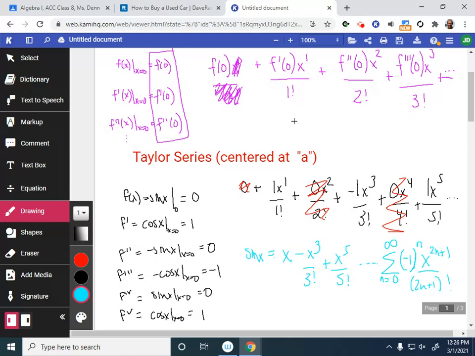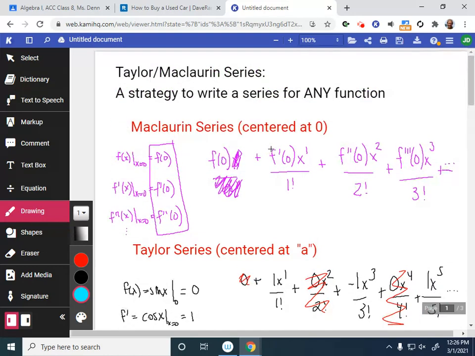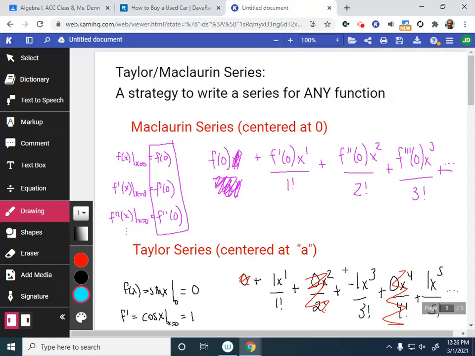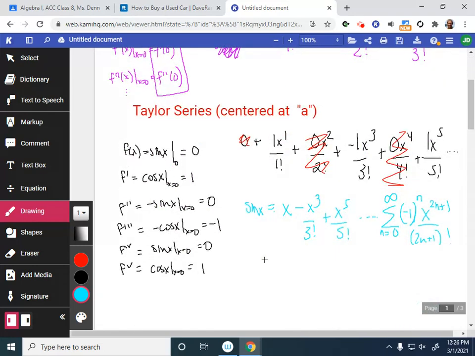So I keep using those words interchangeably. MacLaurin series just means I centered it at 0. A Taylor series can also be centered at some other number, but I could say this is a Taylor series centered at 0, and that's fine. But I could also just say MacLaurin, and then I don't have to say where it's centered. If I say MacLaurin, we assume we centered it at 0. If I say Taylor, we have to be told where to center it. Okay. We're not going to do Taylor today. We're going to save Taylor for tomorrow.